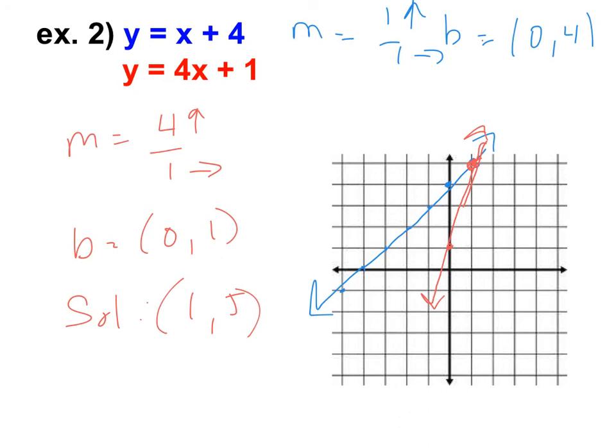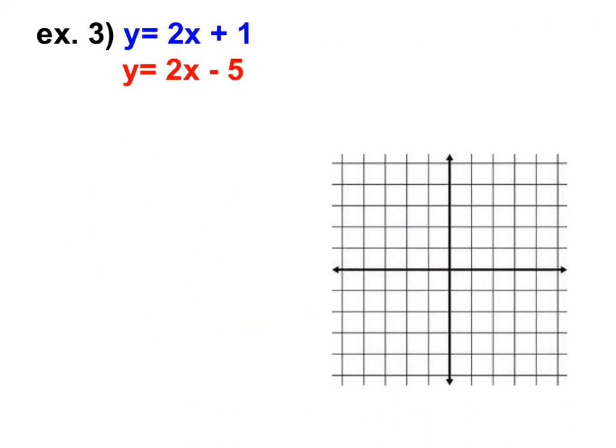Okay, last one. So for this one, start with the blue equation. My slope is 2, so I'm going to write it as 2 over 1. My y-intercept is 0, 1. So I'm going to start at 0, 1. And then I'm going to go up 2, according to my slope, and 1 to the right. So up 2 and 1 to the right. Up 2 and 1 to the right.